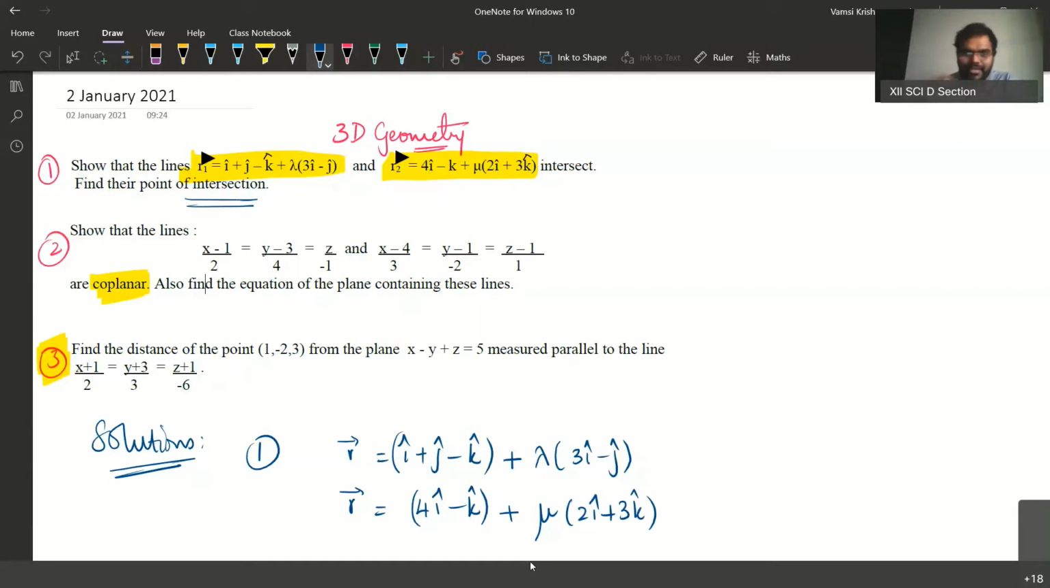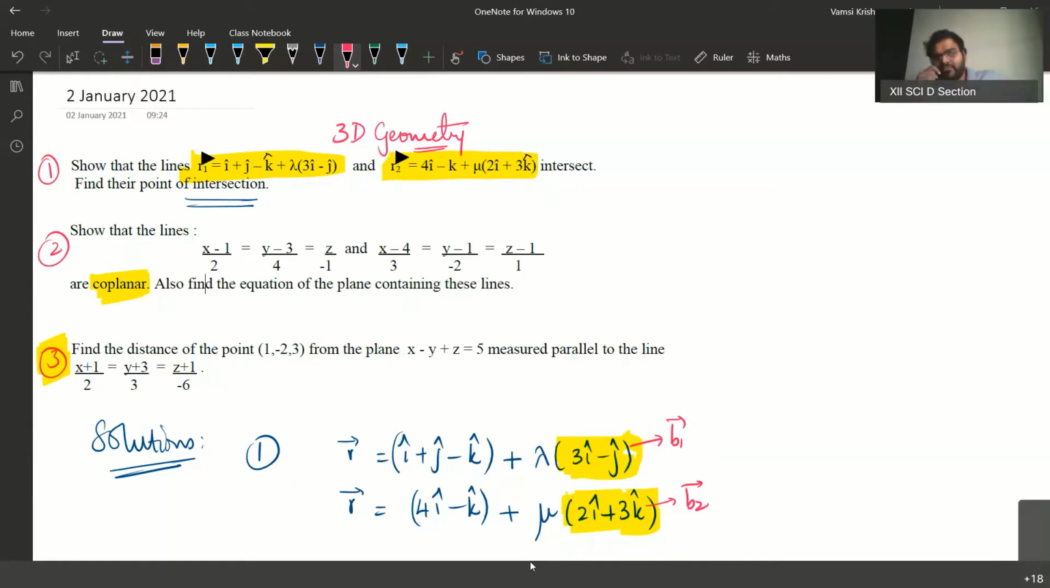Or you can also think in a different sense. If you're only asked to see if the lines intersect or not, what are you supposed to do? See, imagine, these two lines have two different direction ratios, right? The direction ratios are not proportional to each other: 3i minus j and 2i plus 3k. These two are separate, as in they are not the same. We call this b1 and we call this b2. These are two different lines with different direction ratios. So there is a possibility that these two lines will be skew lines. In fact, they are skew lines.